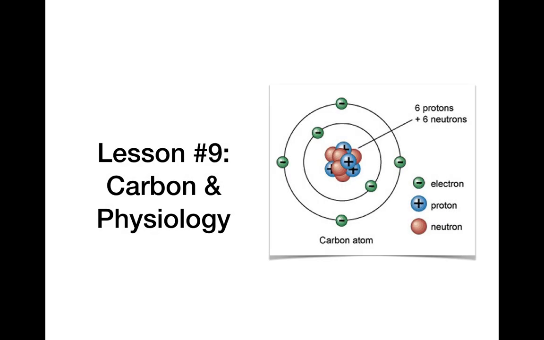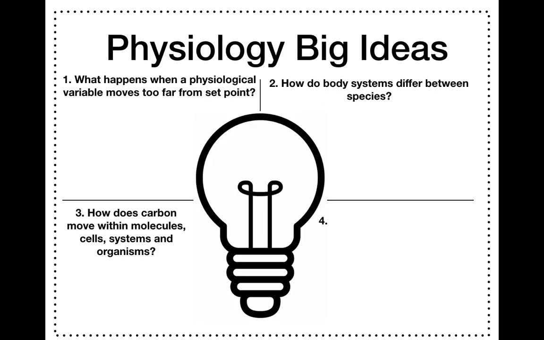Okay, grade 10. This is lesson number 9, carbon and physiology. So we're going to be getting even smaller scale now as we get into this unit, and we're really dealing with biochemistry today, bringing in chemistry of carbon and how that is related to biology, and the connection between, specifically, digestion and homeostasis. So we're now working on big idea number 3. How does carbon move within molecules, cells, systems, and organisms?